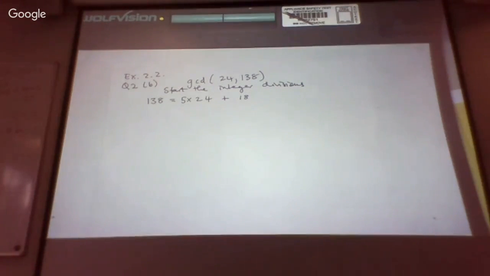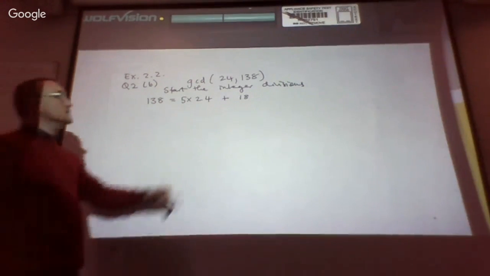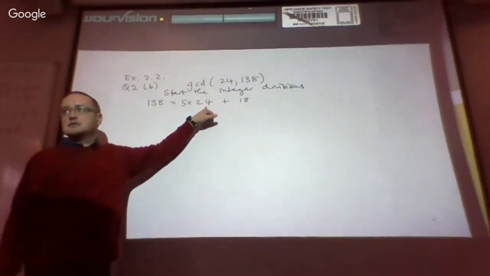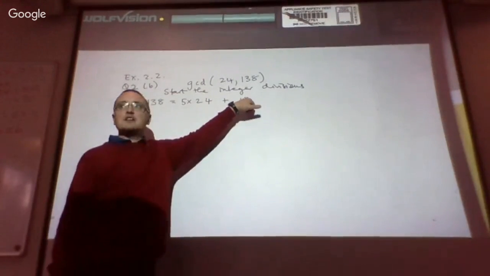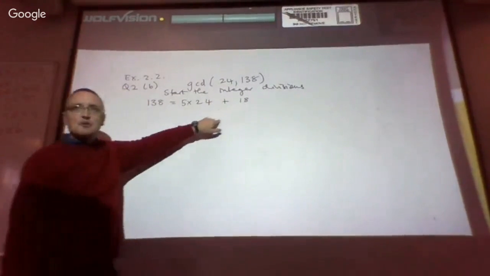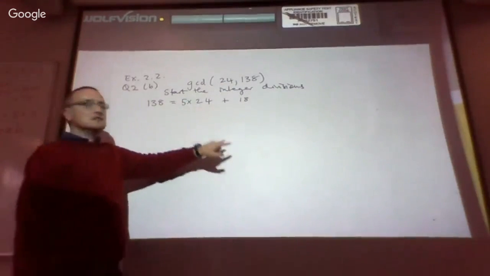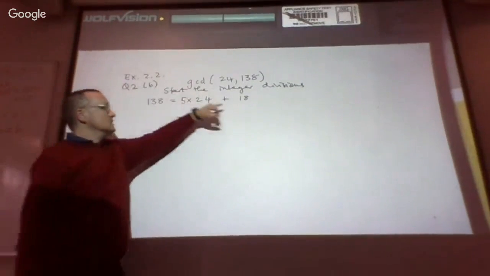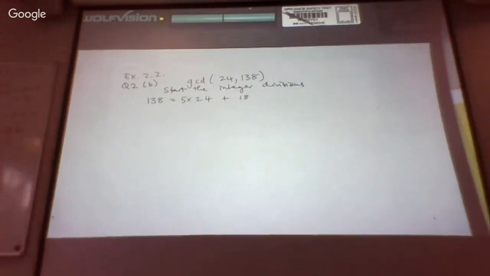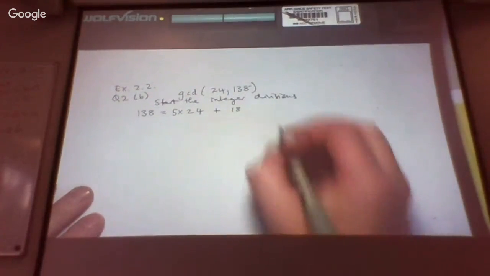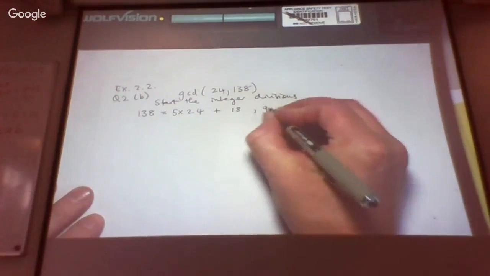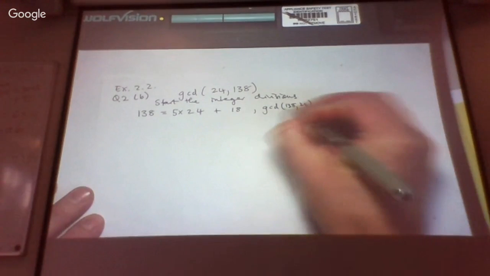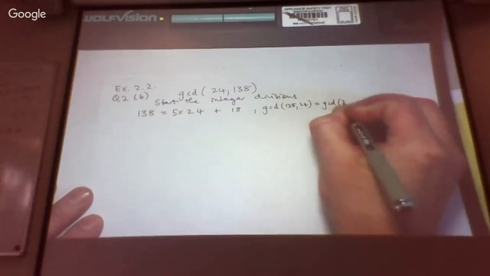Remember, the remainder you get out must be strictly smaller than the number you just divided by. Because if it is a bigger number than 24, well then you can take another multiple of 24 out of it. That's what we're doing: taking multiples of 24 out of 138 until we're left with something that we can't take anymore. Now we'll also put down here the associated GCD equation. This tells me that the GCD of 138 and 24 is equal to the GCD of 24 and 18.